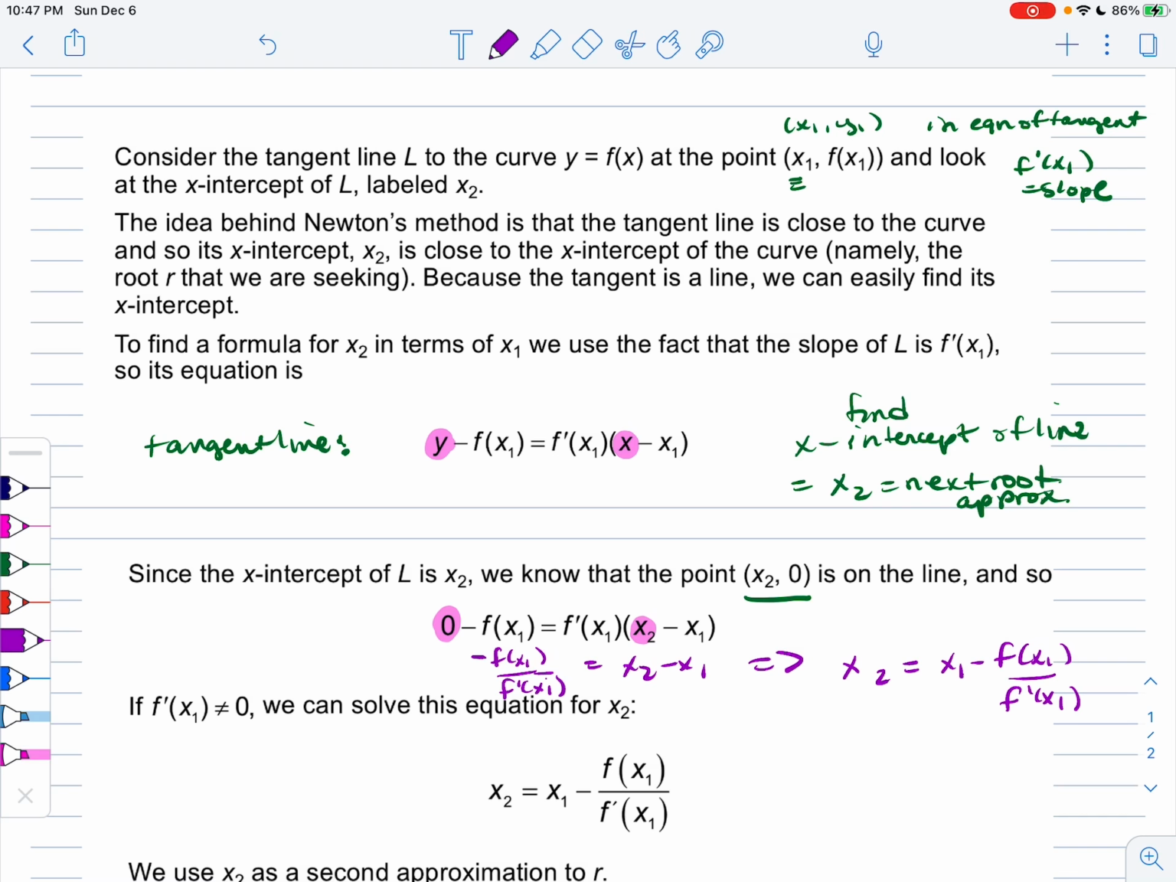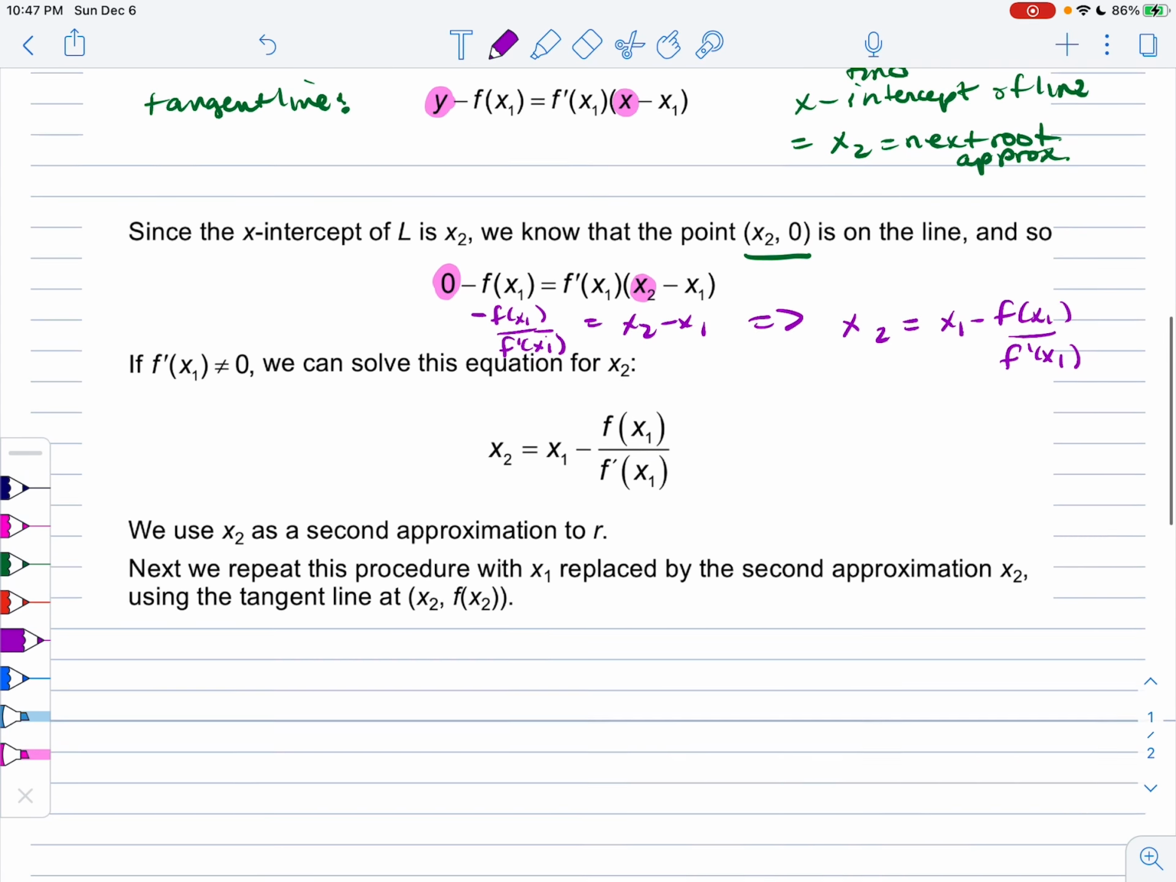So we then want to continue in doing that. We want to repeat that process again. We want to go, okay, x2 is our new approximation, so let's find the equation of the tangent line at x2.